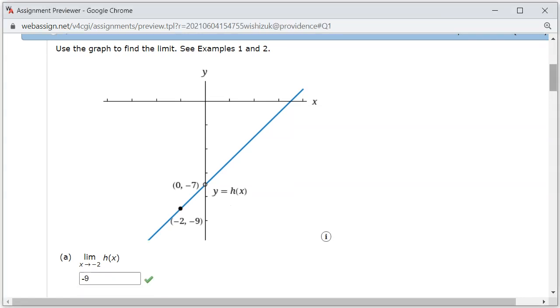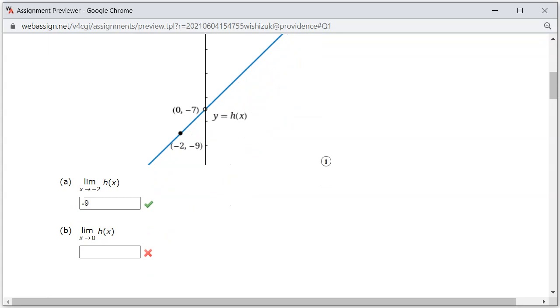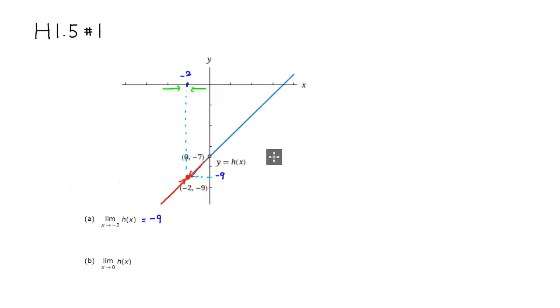I came back and we got part A correctly. Now let's look at the limit of h of x as x approaches 0. Where's 0? 0 is right here. So we are approaching from both sides, from this way and also that way.